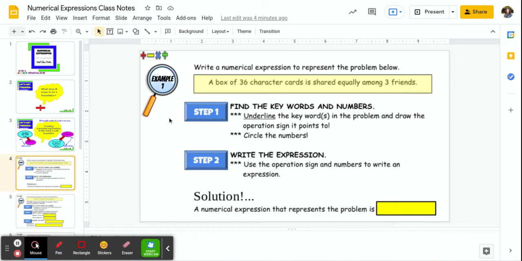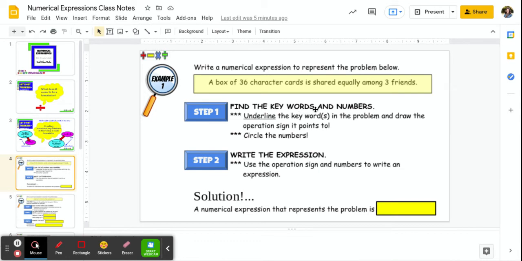When I look inside this shaded rectangle, I see a statement in words. A box of 36 character cards is shared equally among 3 friends. So this is my mathematical problem written in words. We're going to translate this into numbers and operations. We're going to do that by following step 1 and step 2. Step 1 tells us, find the keywords and numbers.